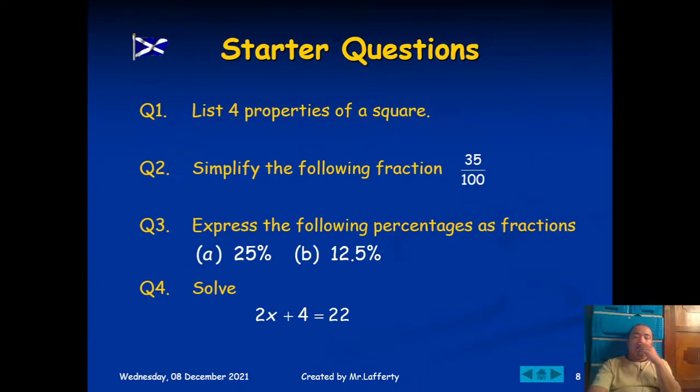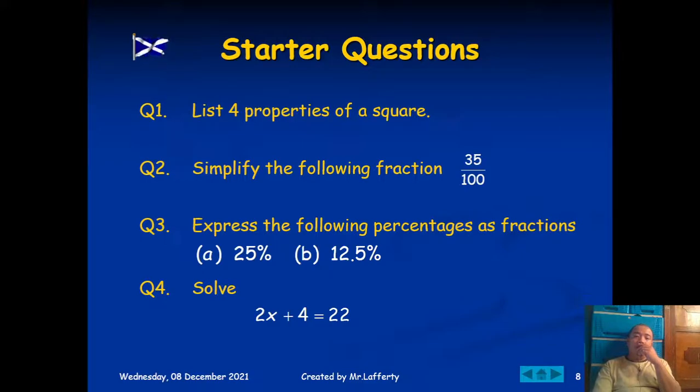Before we go to the next, I'm going to answer this. Question number 1, list 4 properties of a square. I think the sides, all sides are congruent. All angles are congruent, also 90 degrees. The diagonals are congruent. Diagonals are proportional also.